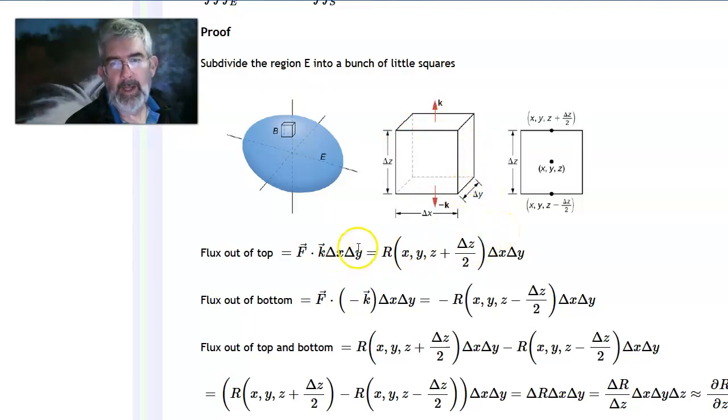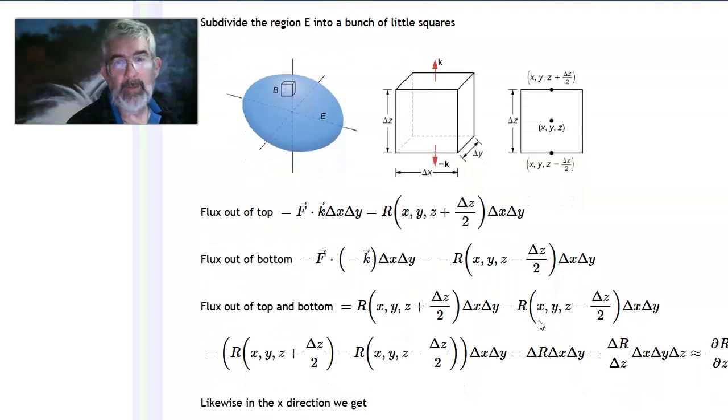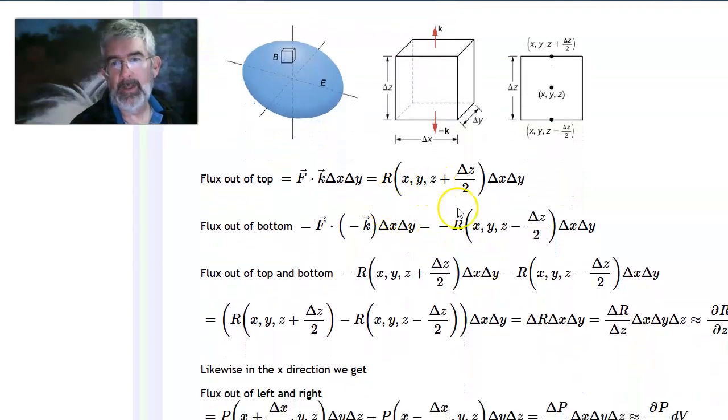Likewise, the flux out of the bottom would be similar, except that you're now dotting with the outward vector on the bottom, which is minus k. So this is minus r evaluated at x, y, z minus delta z over 2. So the total coming out of both the top and the bottom is just adding those two up. And notice I can factor out the delta x delta y to get this.